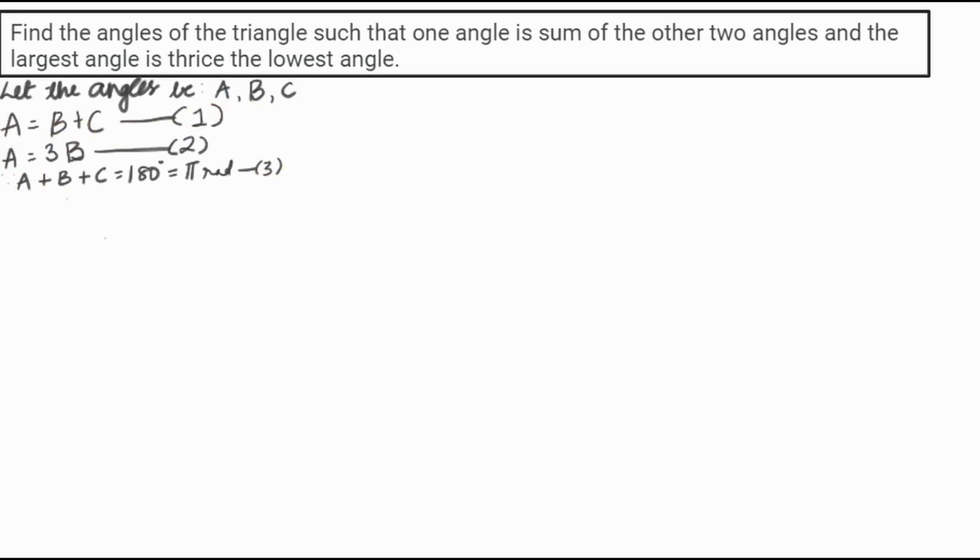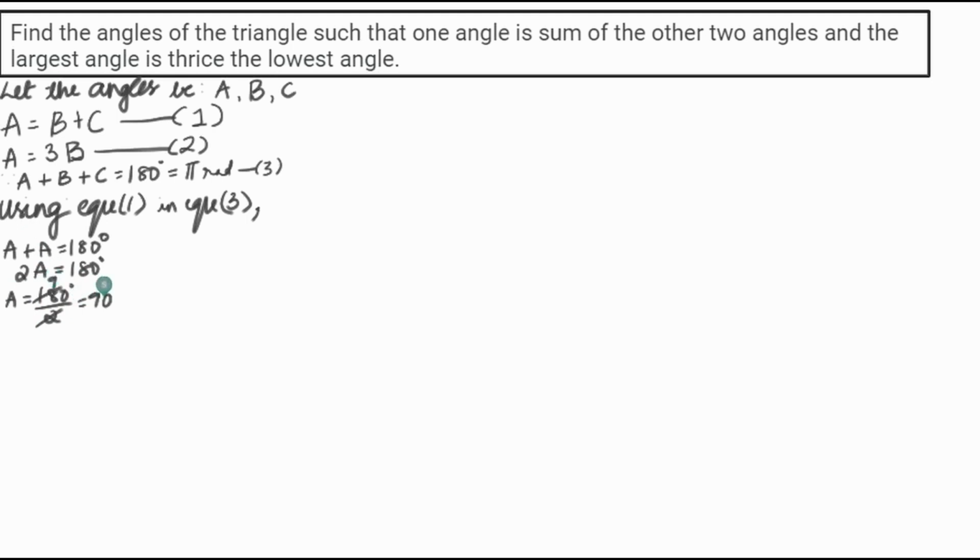Using equation 1 in equation 3, we get A plus A is equal to 180 degrees. Therefore 2A is equal to 180 degrees. So A is equal to 180 degrees divided by 2. So 2 into 9 is 18. So A is equal to 90 degrees.